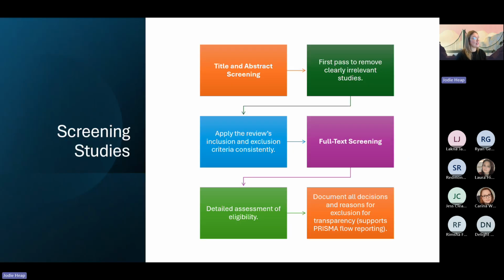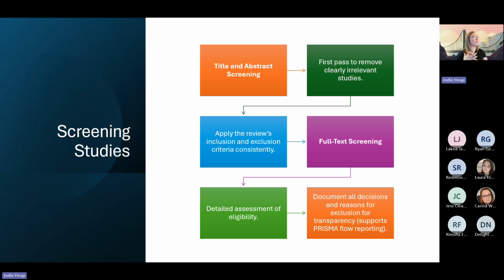So when we're looking at screening our studies, initially we're going to do a title and abstract screening. So a first pass to remove any clearly irrelevant studies. You know, yes, the keywords apply, but that's not what I'm after. Next, we're going to apply the review's inclusion and exclusion criteria consistently, and we're going to move into doing that in a full text screening. So does that article meet all the criteria that we have in place? If not, get rid of it.